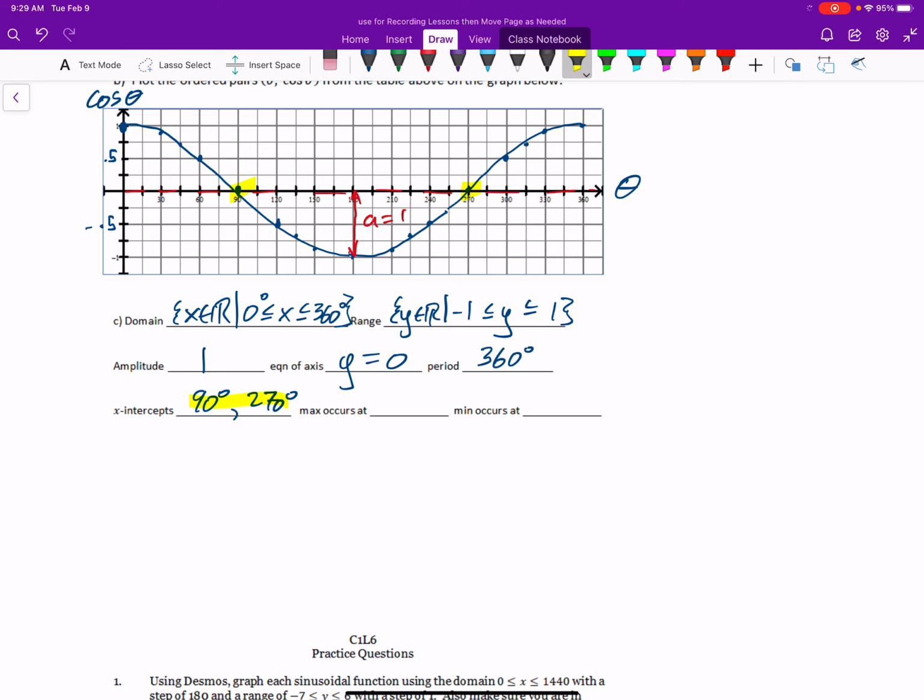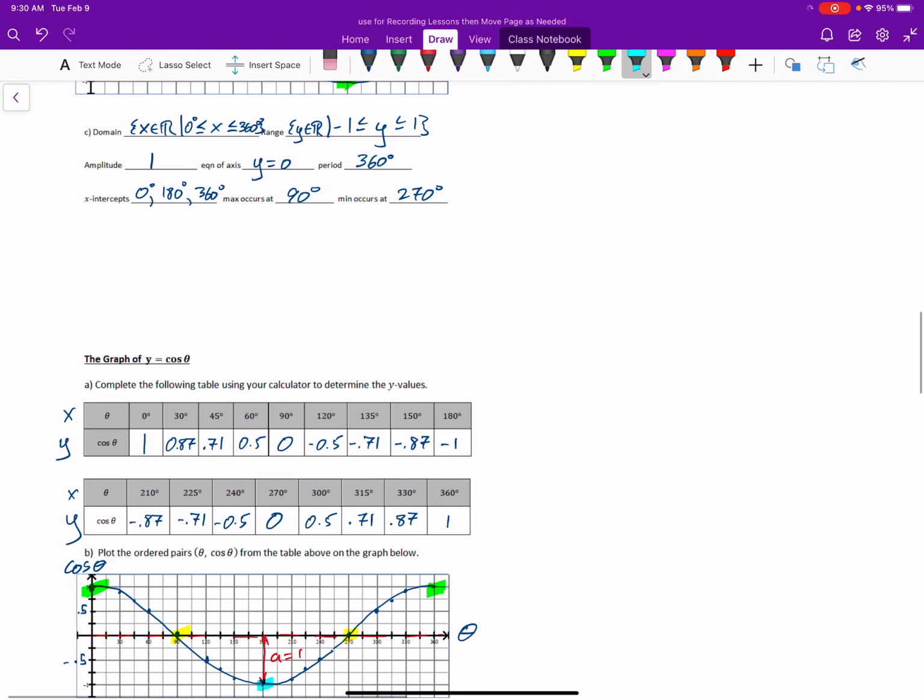The max is 1, it occurs at 0, but it also occurs at 360. So it occurs at 0 and 360. And finally, the minimum occurs here at 180 degrees. So that's a whole lot of stuff to digest.